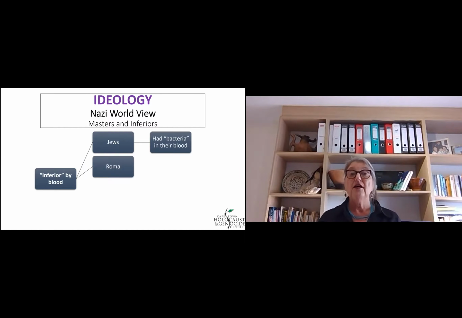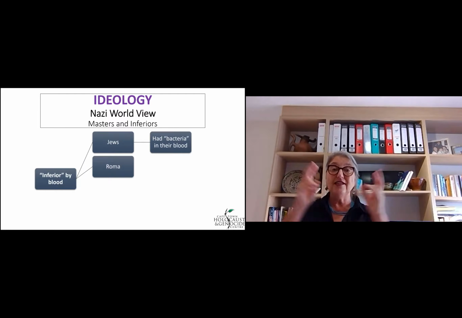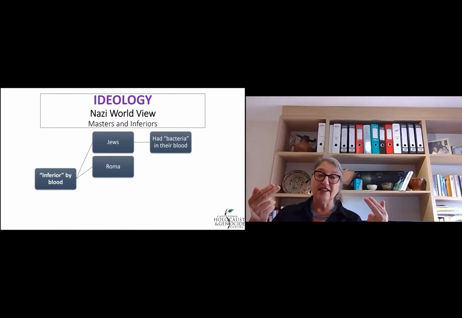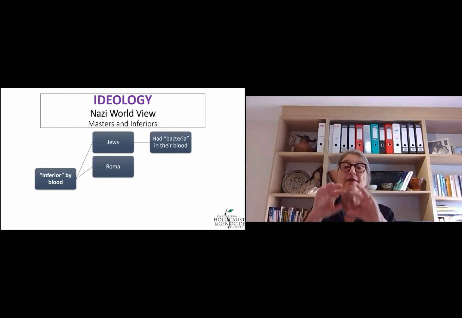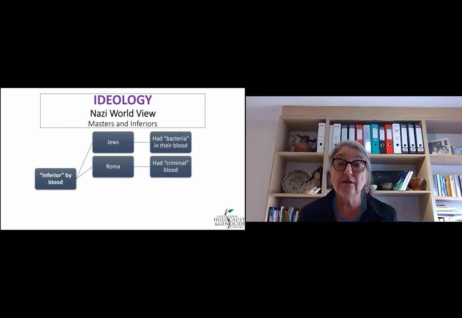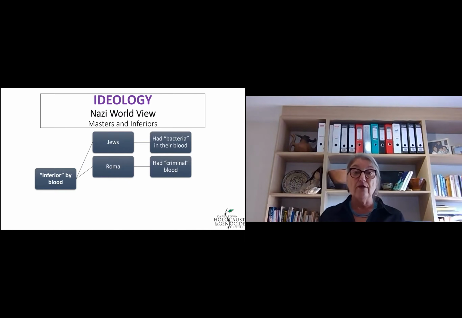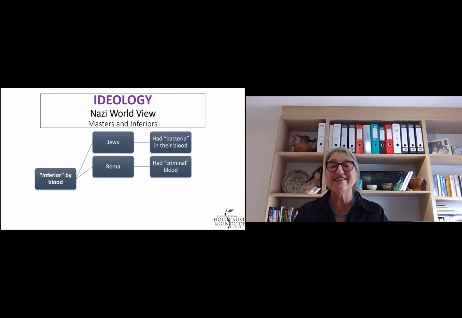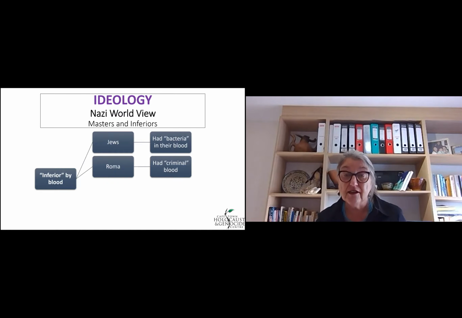Then the Roma. Grade 11, Roma and Sinti, or gypsies, which is the derogatory term. I'm going to refer from now on to the Roma and Sinti as Roma, the blanket term. The Nazis said that the Roma had criminal blood. So if you are a Roma mommy and a Roma daddy and you've had your baby and you look at your baby and you say, our child is going to be a great scientist one day, the Nazis would say, no, your child's going to be a thief because he's got criminal blood, right?